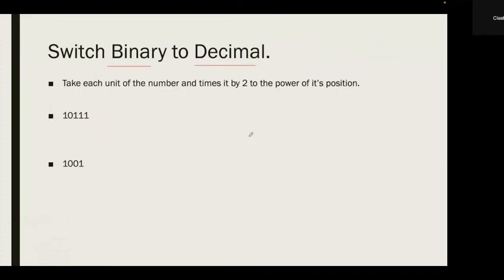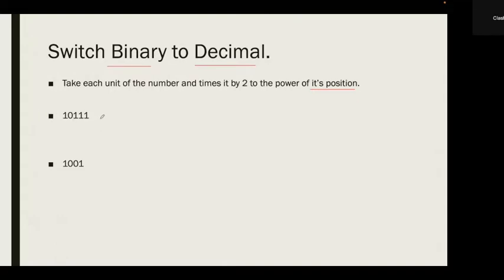How to switch them. So if I give you a binary number, for example this, which is presented only by zeros and ones, how you switch it is by taking each unit of the number and timesing it by 2 to the power of its position. So what do I mean by its position? First, let's take a look at this example here.